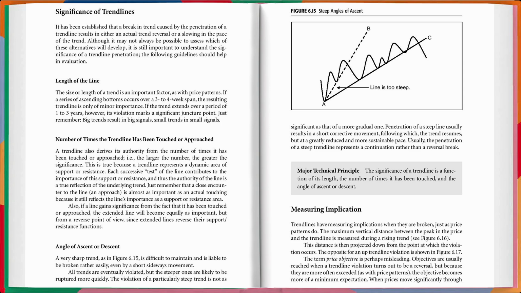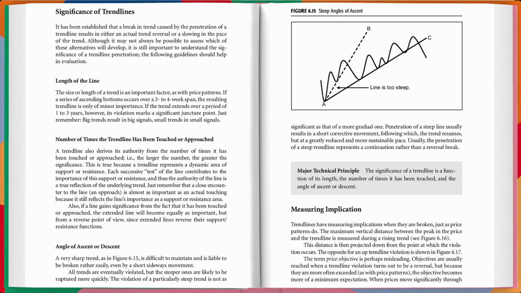contributes to the importance of this support or resistance, and thus the authority of the line is a true reflection of the underlying trend. Just remember that a close encounter to the line and approach is almost as important as an actual touching, because it still reflects the line's importance as a support or resistance area. Also, if a line gains significance from the fact that it has been touched or approached, the extended line will become equally as important, but from a reverse point of view, since extended lines reverse their support/resistance functions.